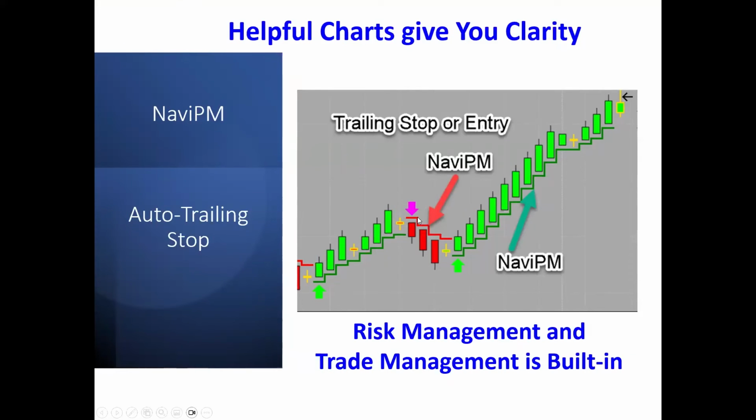The Navi PM indicator is the red line above the price bars or the green line below the price bars. That is adjustable and can be used on any chart. So if you're using Renko charts or minute-based charts or range charts, whatever you want to use, you can use that Navi PM indicator with it.